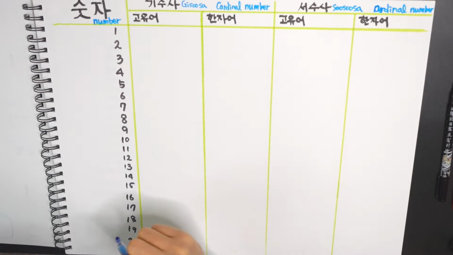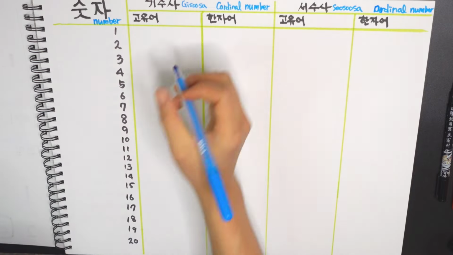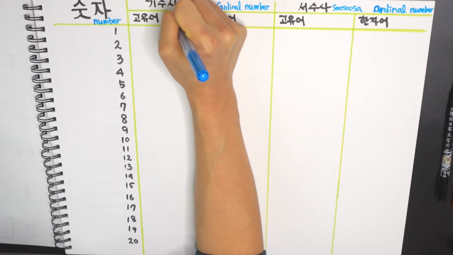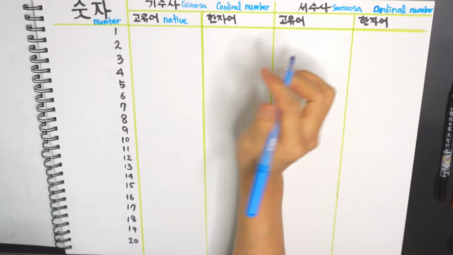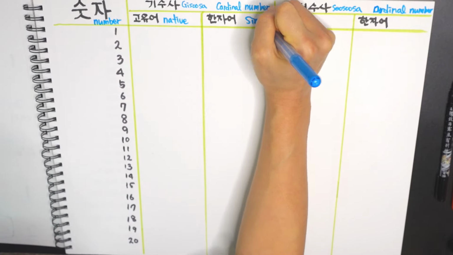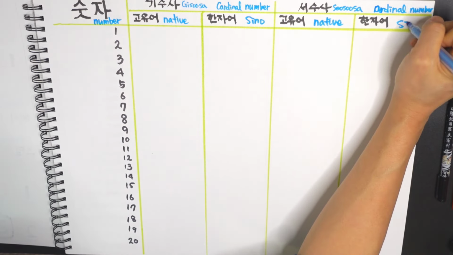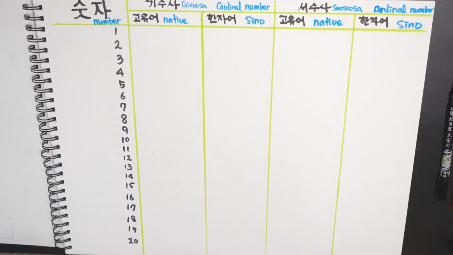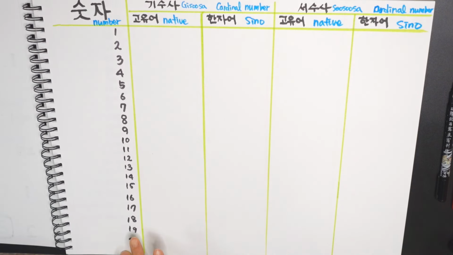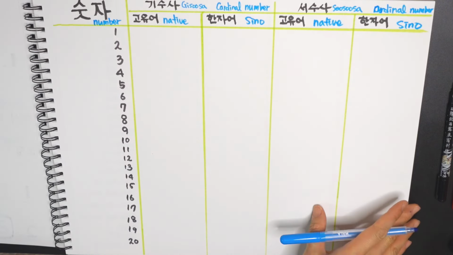So first, second, third, fourth, fifth, 22nd, things like that. And we have 고유어, which is the native, and 한자어, Sino. So 고유어, native, and Sino. And now we have 1 through 20. And in the back page, we have larger numbers.